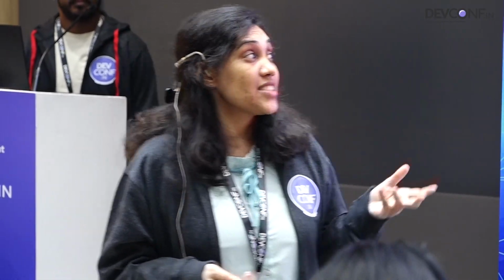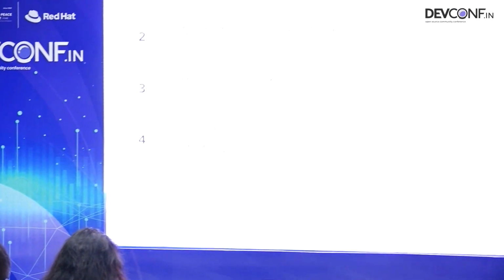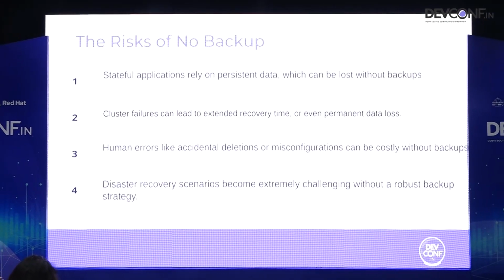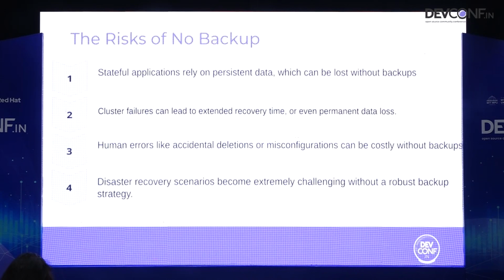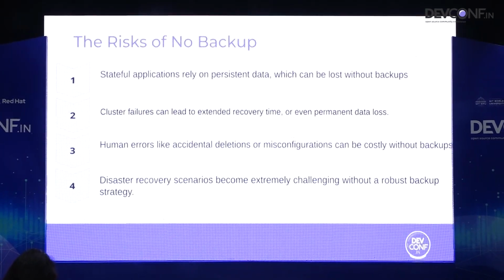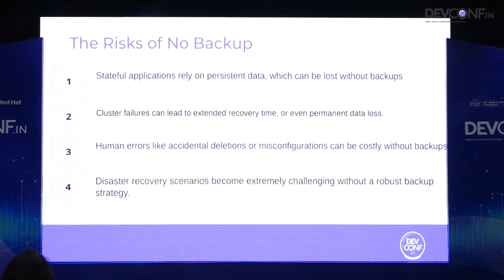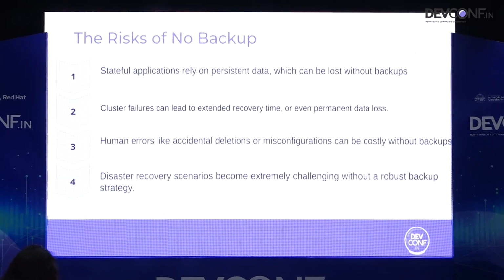Then there are human errors like accidental deletions or misconfigurations. For example, you just run kubectl delete, boom, you're done. Human errors can happen. And disaster recovery scenarios like natural calamities or data center loss are extremely challenging without a robust backup. Whether you have a good network or anything else, anything can happen. That's what I mean to say. So it's important that you have a backup strategy. Without a strategy, it's nothing. On to the next slide.